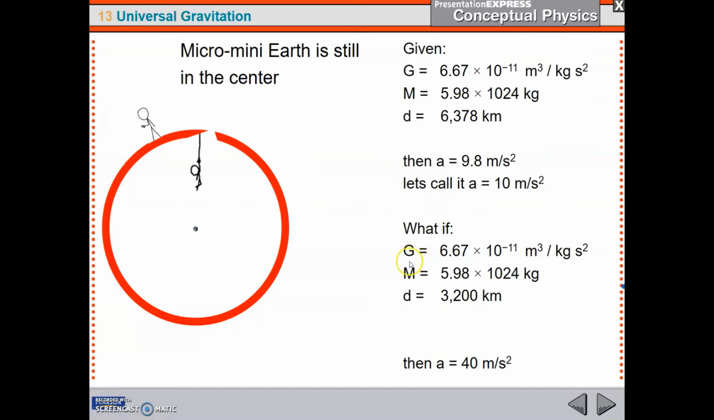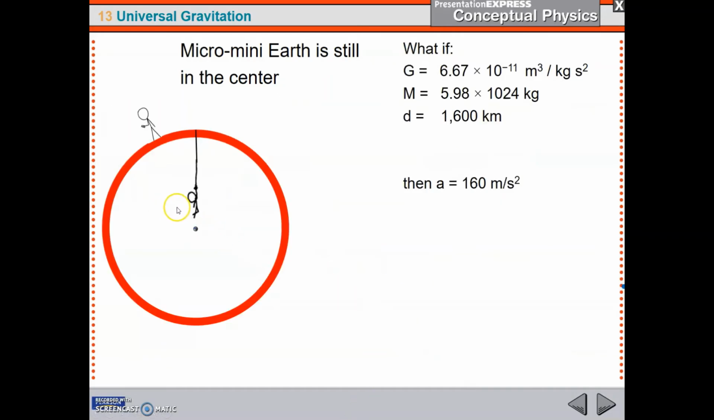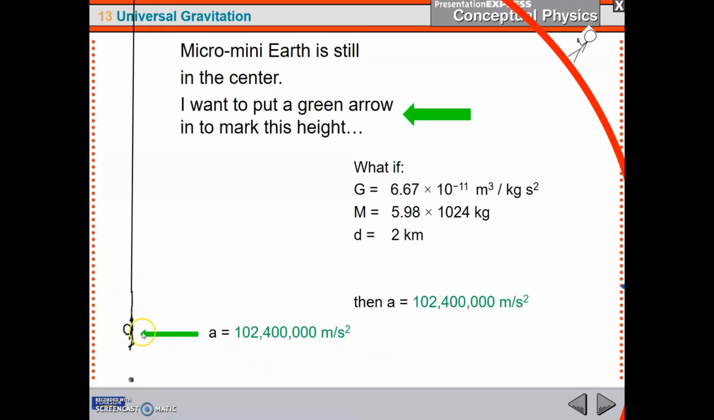And remember, all I'm doing is taking this d and plugging it into this equation to get the acceleration that the person feels. So g is a constant. The mass of the Earth never changes. It's all down there in that tiny little micro mini Earth in the middle. So my d is getting smaller. So as my d gets smaller, my acceleration gets bigger. So here he is, what's that, 3/4 of the way down, and 800, 400 kilometers, 200 kilometers, 100 kilometers. And when he gets down to 2 kilometers and 1 kilometer, that's where I'm making these notes, 100 million and 400 million meters per second.